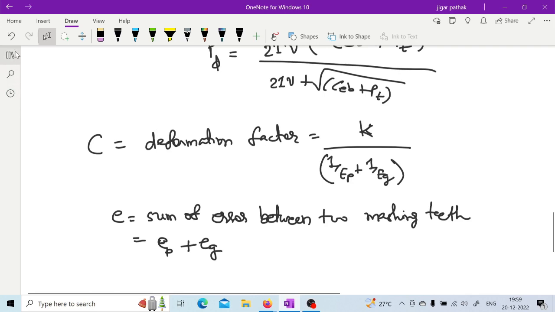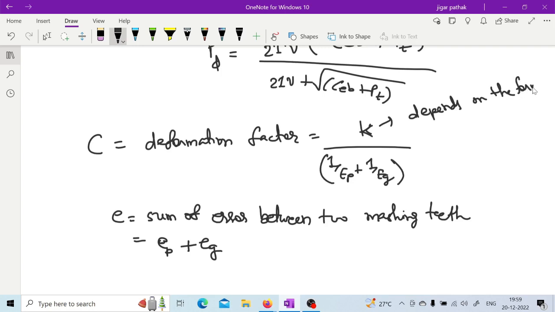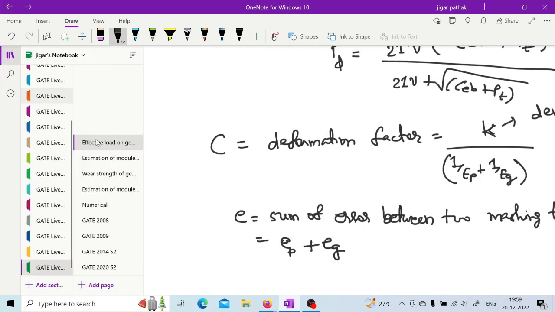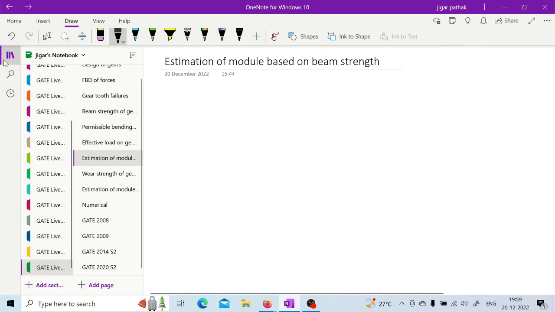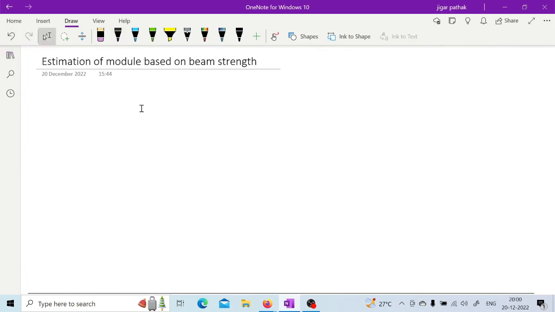Sir, how to find the K? Constant K is documented based on experiments. They have decided the value of K for different forms of teeth, since it depends on the form of teeth. So there are already tabulated values of this K. Okay, sir, so it is actually an empirical design, based on experimentation they have this constant defined.